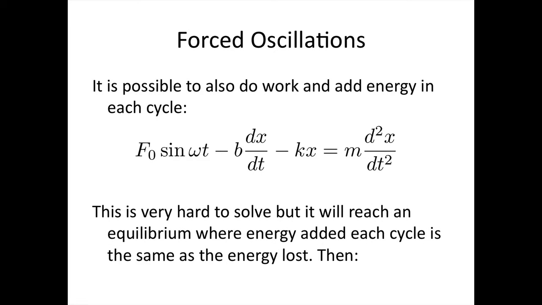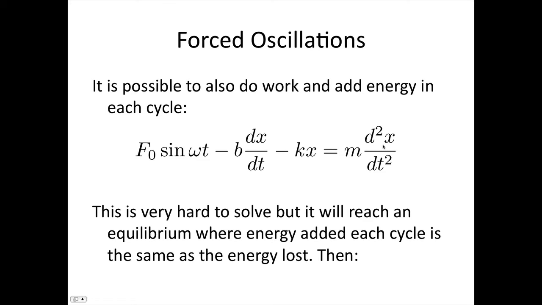Now another thing we can do is add energy to the system by applying a force. If we apply this force at a certain point in each cycle, so we apply a force as a harmonic function here, F naught sine omega t, then we can be adding in as much energy each cycle as it's losing due to the damping. So eventually it will reach some equilibrium where the energy added is the same as the energy lost.